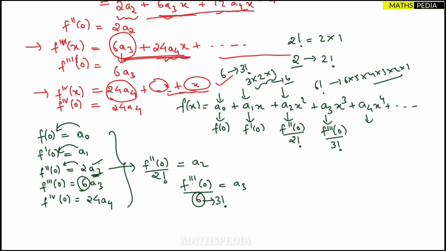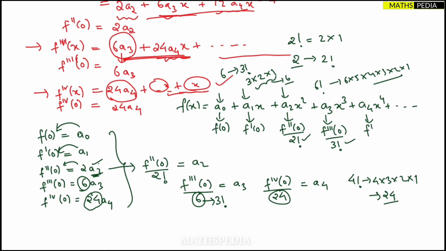What about a4? Now you got an idea. Here you can see 2 factorial, 3 factorial, next one will be 4 factorial, that's it. So 24. So this one I can write as fourth derivative by 24 equal to a4. 24 I can write as 4 factorial, correct, because 4 factorial means 4 into 3 into 2 into 1. What is the value of this? It is nothing but 24, okay. So I will put it here, a fourth derivative by 4 factorial and so on.